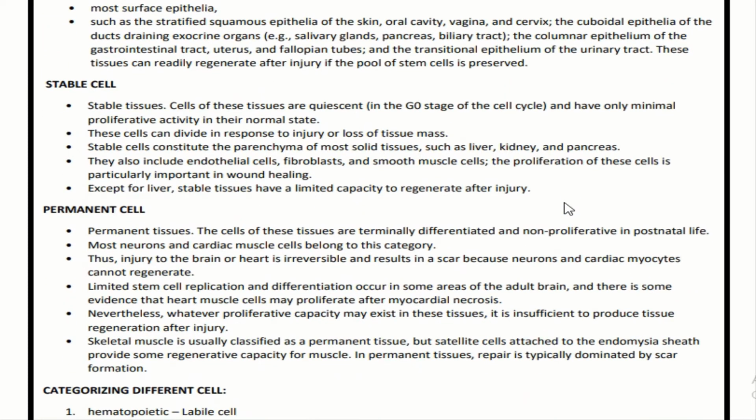Then we have stable cells. Cells of these tissues are quiescent and have only minimal proliferative activity in their normal state. These cells can divide in response to injury or loss of the tissue mass. Stable cells constitute the parenchyma of most solid tissues such as liver, kidney, or pancreas. They also include the endothelial cells, fibroblasts, and smooth muscle cells, and the proliferation of these cells is particularly important in wound healing. Except for the liver, stable tissues have a limited capacity to regenerate after injury.